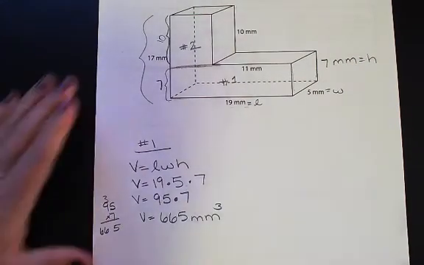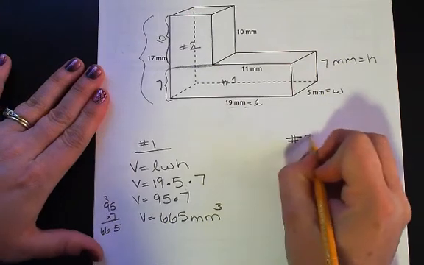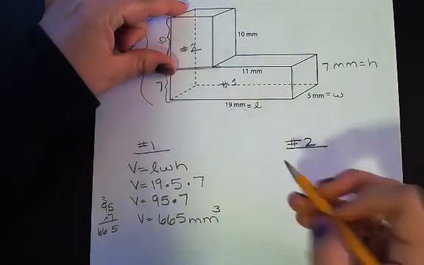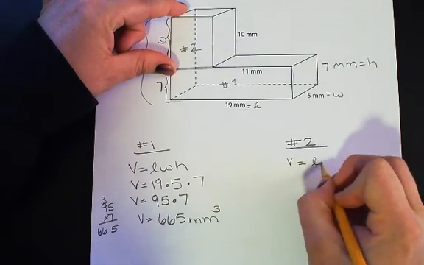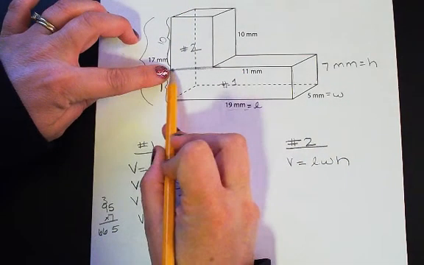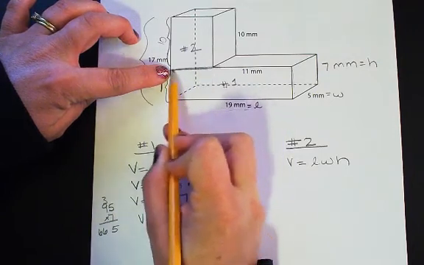Bigger numbers, but definitely wasn't too hard for me to solve. I didn't need to use a calculator for that one. This one right here, number 2, that's my shorter one, the one they added to the top of my shape. So volume, again, I'm going to use my length times my width times my height.